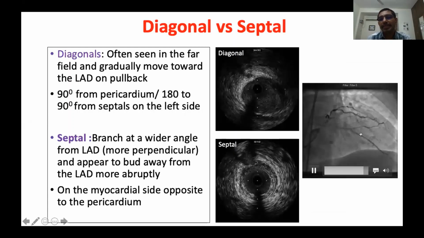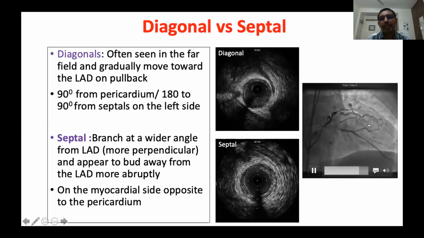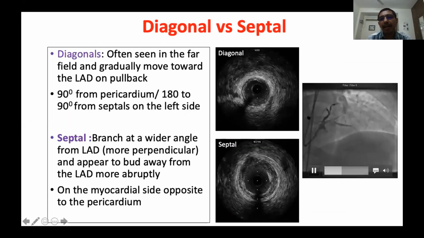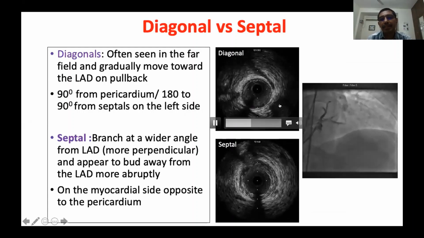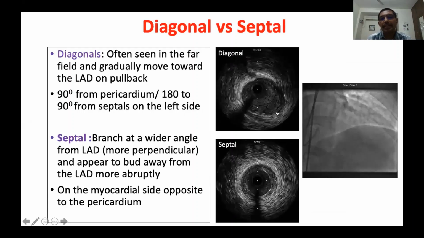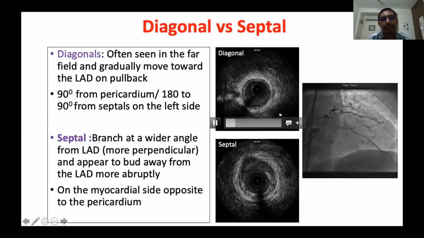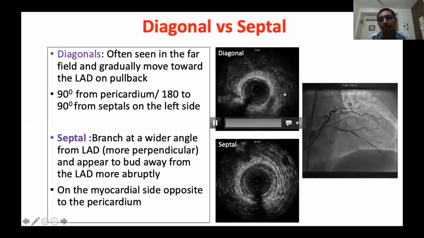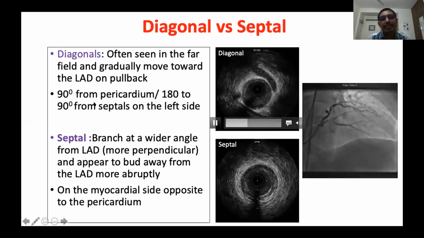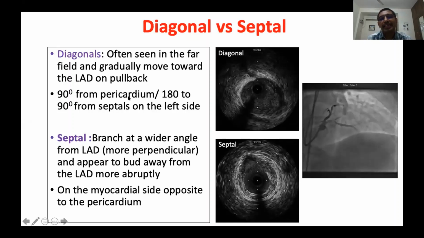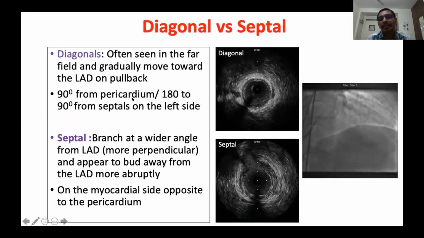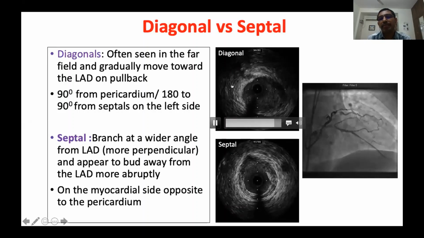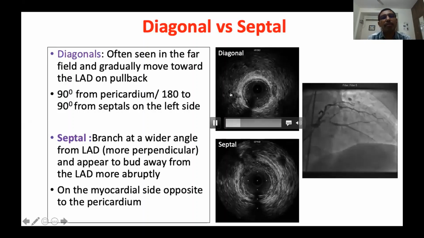See these examples here. These diagonal branches usually run along with the LAD for a distance. So when you see it with IVUS, the diagonal branch is often seen in the far field. You see the branch in the far field and it gradually moves towards the LAD on your pullback. And this diagonal branch is located about a 90-degree angle to the pericardium. If you see, the pericardium will be on the anterior surface. If the branch comes from the side, it is 90 degrees from the pericardium.